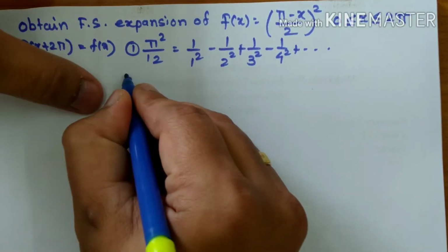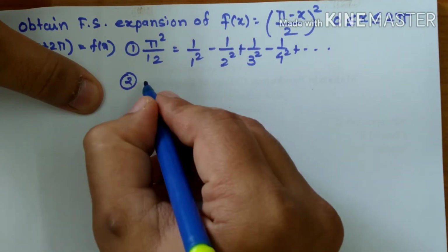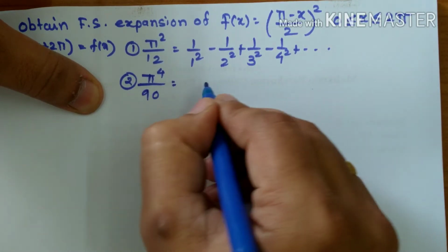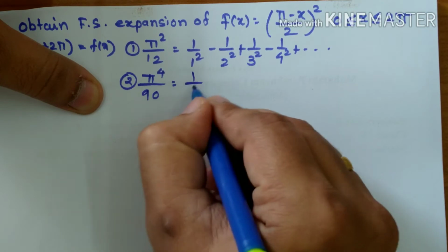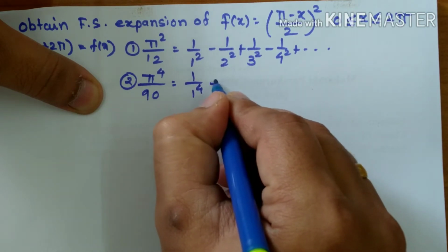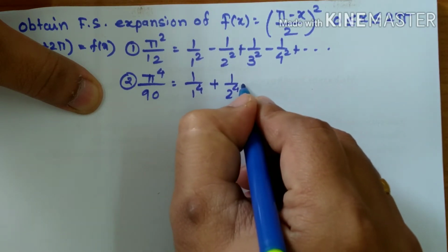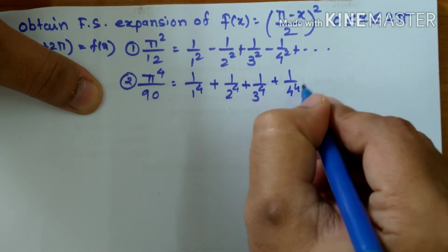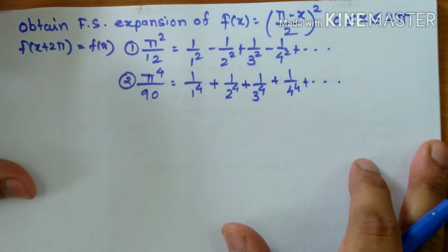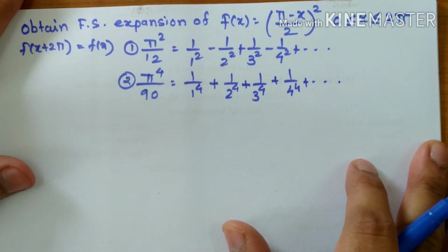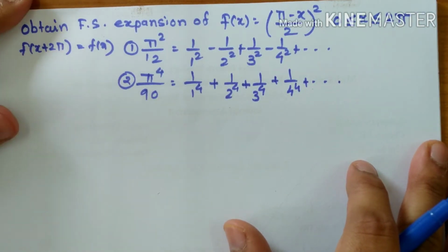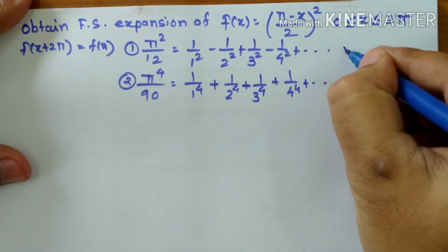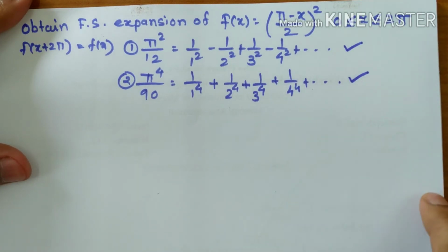And the second question in the same is prove that pi raised to 4 by 90 is equal to 1 upon 1 raised to 4 plus 1 upon 2 raised to 4 plus 1 upon 3 raised to 4 plus 1 upon 4 raised to 4 plus and so on, like this. Is it okay? Now, first of all, we have to calculate the Fourier series expansion, and once I get the Fourier series expansion, using it, we would like to derive these two.